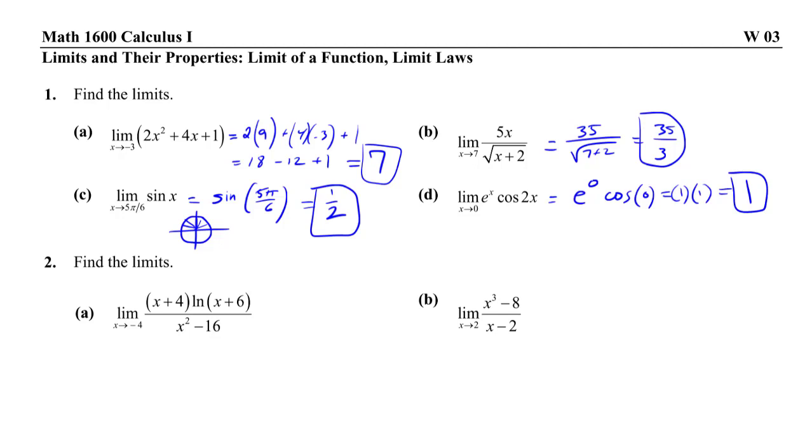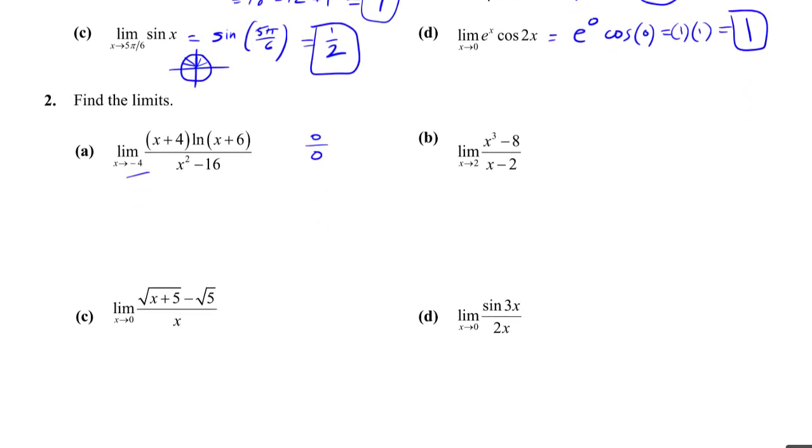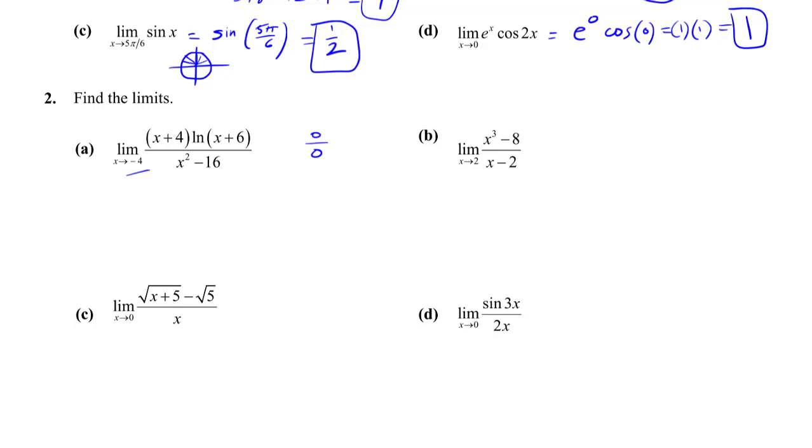Limit as x approaches negative 4 of x plus 4 times ln x plus 6 over x squared minus 16. Now I notice that if I plug in negative 4, I'm going to get 0 over 0. Again, telling me that there's more work to be done. So I look to factor. So I have x plus 4 times ln x plus 6 over x plus 4, x minus 4. So indeed I see that the x plus 4 factors cancel out, and I can do that in the limit.